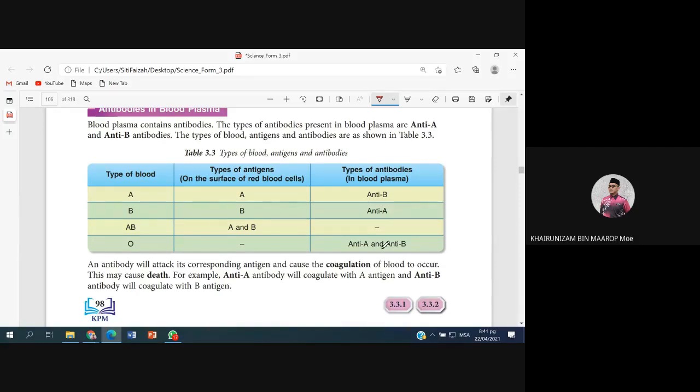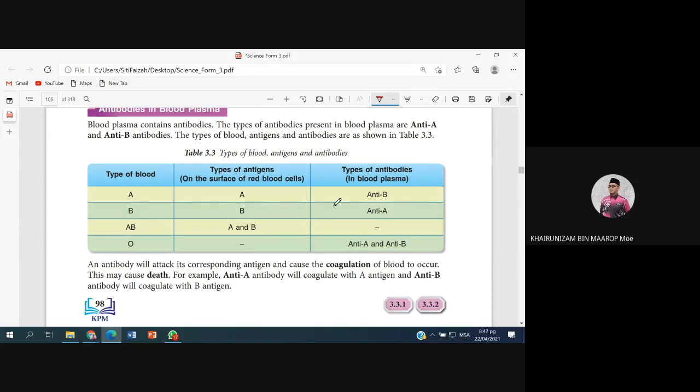So an antibody will attack its corresponding antigen and cause the coagulation of blood to occur. So when, let's say, type blood A is mixed with B, the blood will coagulate. So this may cause death. This is the example. Anti-A antibody will coagulate with antigen A, and anti-B antibody will coagulate with B antigen.